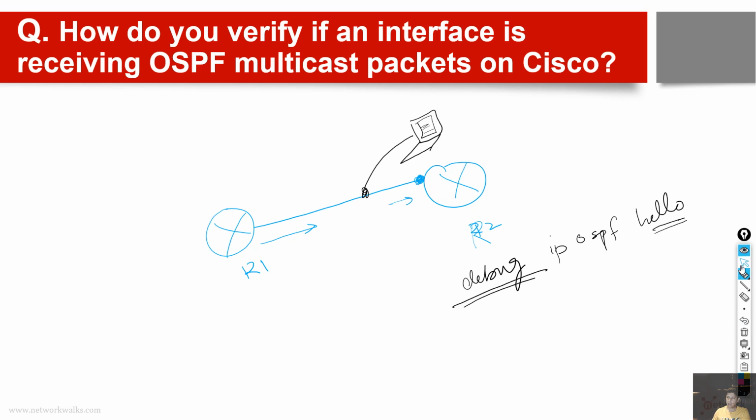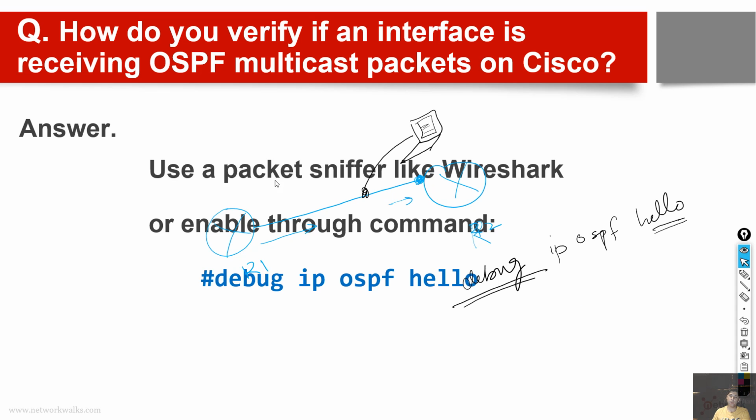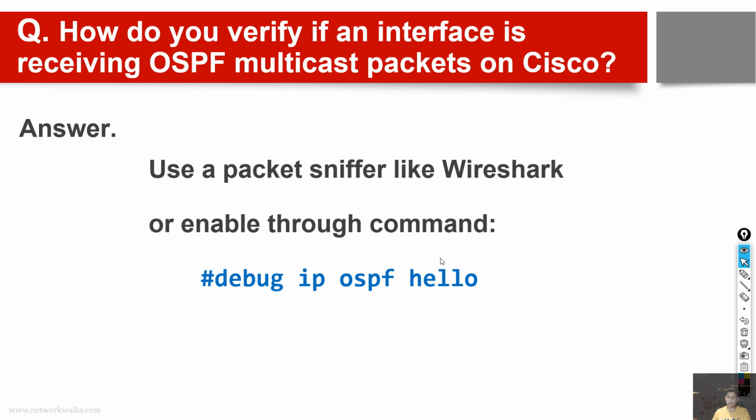So in this way we can verify. We can use a packet sniffer like Wireshark, whether it's within GNS3 or other simulators, or the real one like a physical laptop. And we can enable it through a command as well, like debug. Debug is a very popular, very useful command, and you need to learn it. A lot of network engineers ignore it, but for troubleshooting it's very vital.